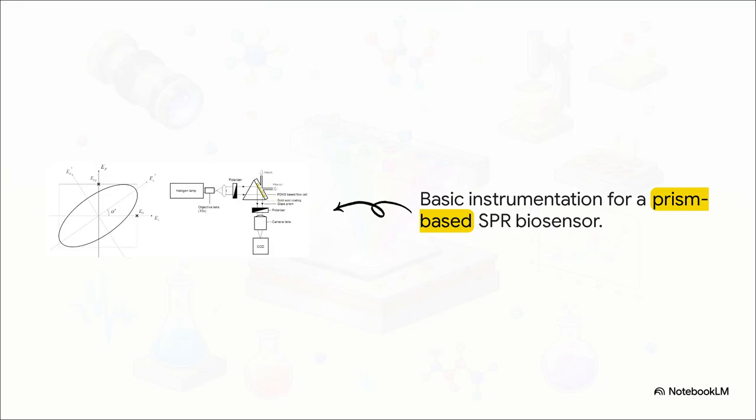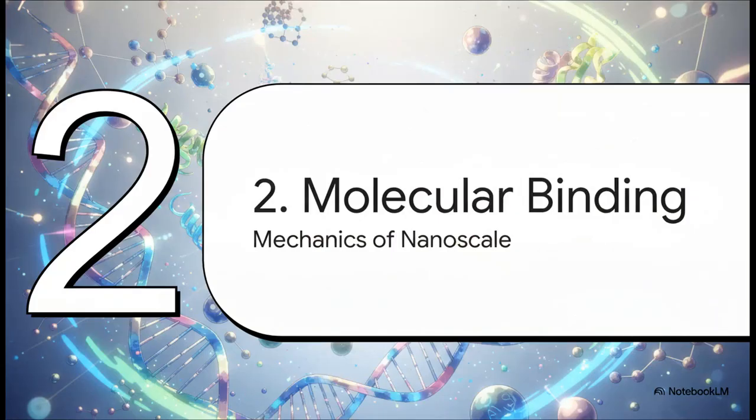Let's actually walk through the inner workings of this incredible machine. Starting over on the left, we kick things off with a halogen light source. That light passes through a polarizer to align its waves perfectly, and then it enters our glass prism. It strikes the gold-coated sensor chip exactly where our biological sample is flowing through a specialized cell. Now remember that missing light intensity we just talked about? The optical detector, situated at the bottom, captures the reflected light to measure exactly where and at what angle that intensity drop occurs.